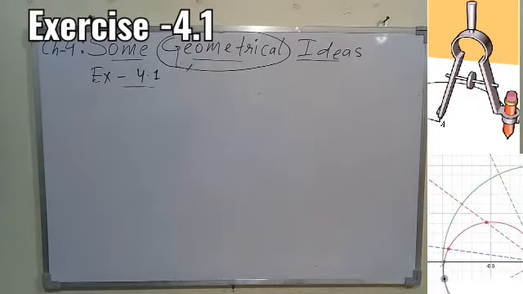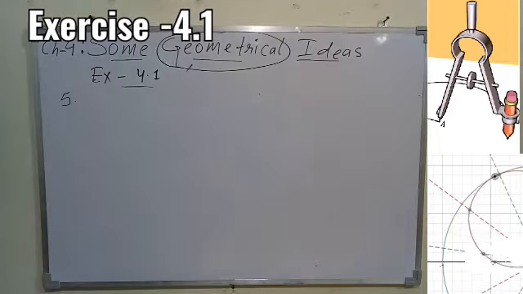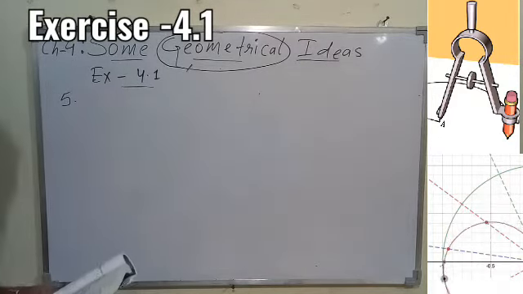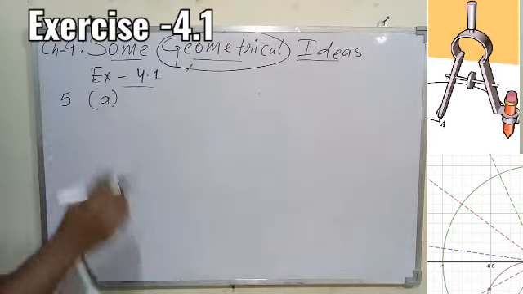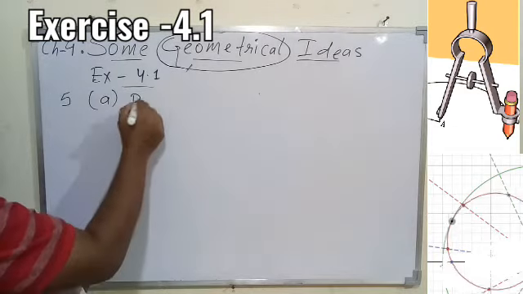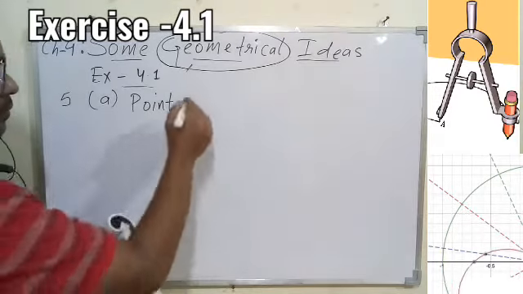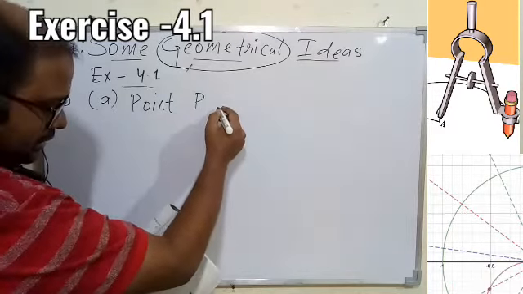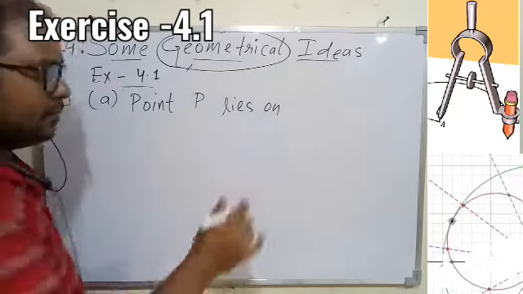I will do one more question and then you try it yourself. That is question number 5. It says draw a rough figure and label it suitably in each of the following cases. So we have to draw and label the name also. So it says the point P lies on AB.